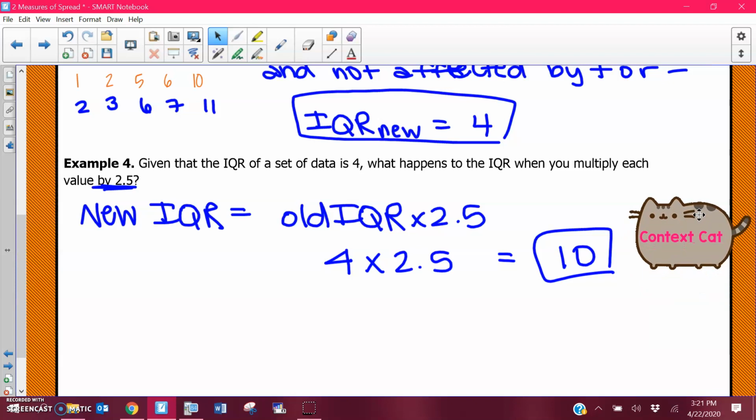Okay, and so that's what I've got about measures of variability. Again, finding the standard deviation looks intimidating, but it really isn't. You're just plugging a bunch of numbers into a formula.